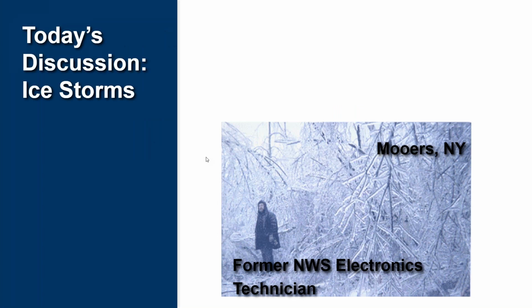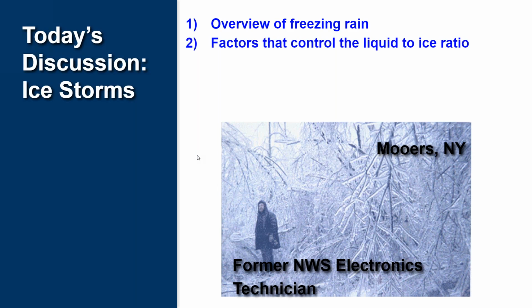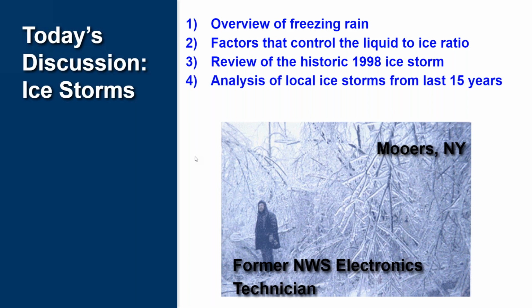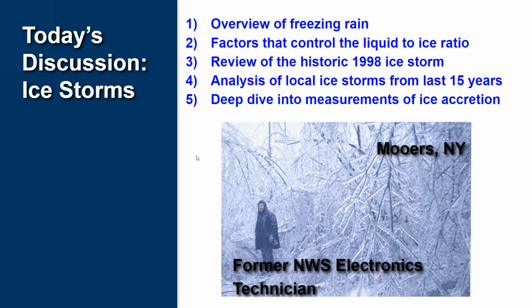So on this introductory slide, we'll go over the plan for this talk, beginning with an overview of freezing rain, factors that control the liquid to ice ratio, a review of the historic 1998 ice storm for our region, analysis of a few local ice storms from the last 15 years, and then we'll go into how measurements of ice accretion work, both from automated systems and from folks like you.